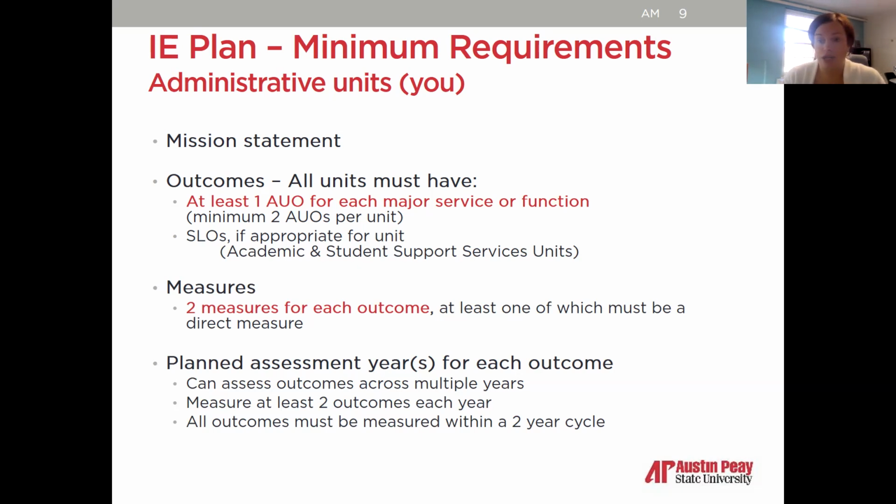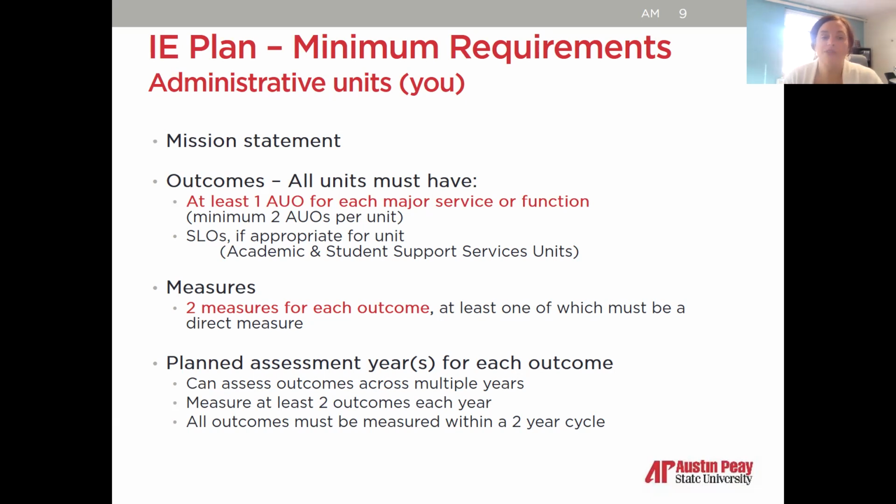If you're an office of one, that still might mean that you have more than one major service or function, unfortunately. But the minimum is 2 AUOs per unit. So even if you're very small, we ask that you have at least 2 AUOs. Then, if student learning outcomes are appropriate for you, you can figure that into the minimum of 2, but that depends on the type of unit. Administrative units are not at all required to have student learning outcomes. It doesn't mean you can't if you really want to, depending on the function of your unit. We can talk about that with you.